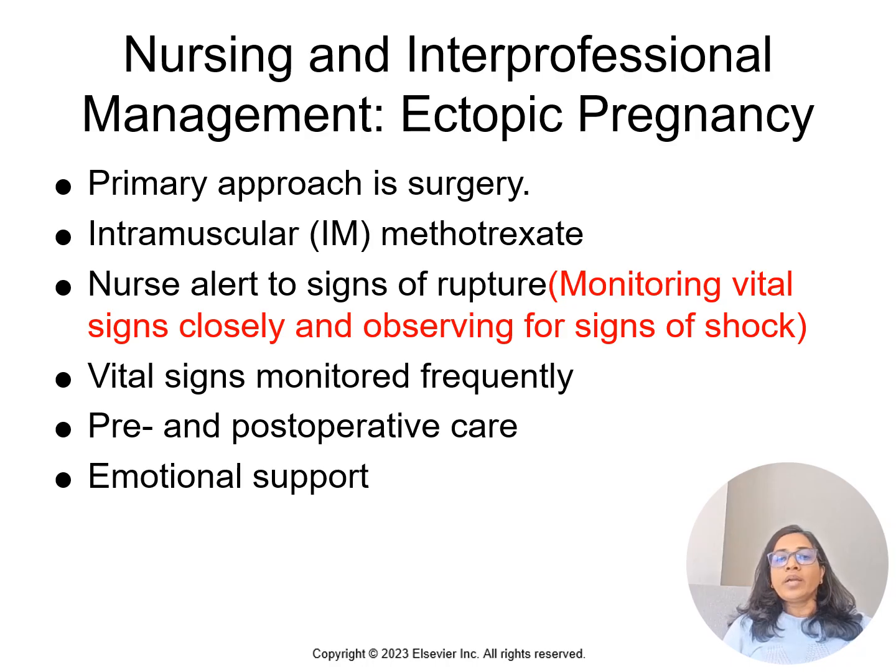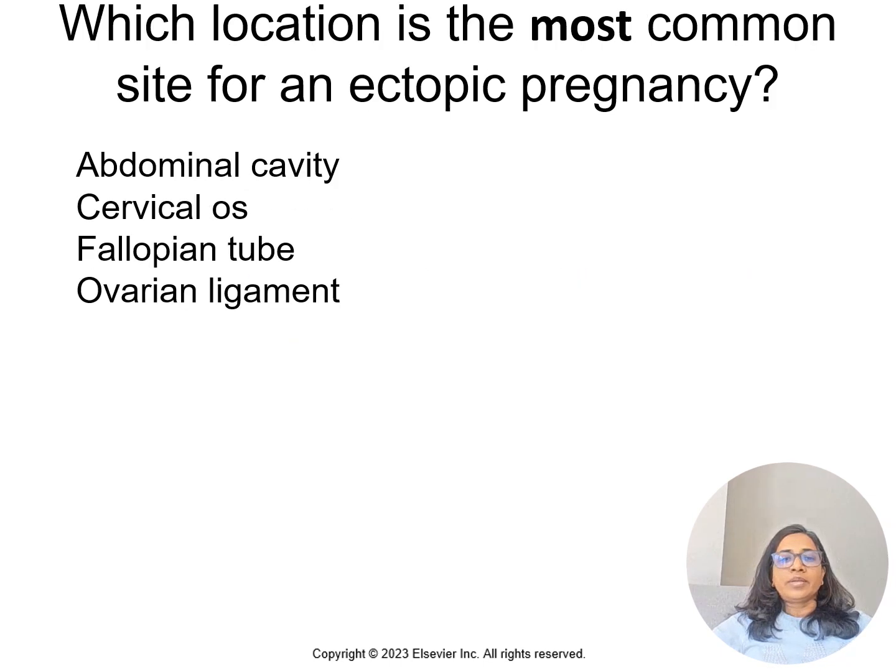So another way, if it's below or less than 7 weeks, we can use intramuscular methotrexate to treat it or induce abortion of that pregnancy. Also provide a lot of emotional support to the family because they might be going through a very tough time. The most common site for ectopic pregnancy is always the fallopian tubes.